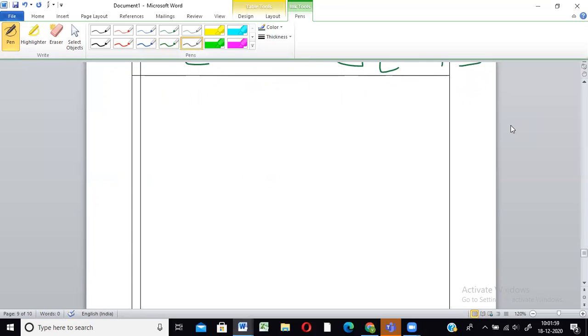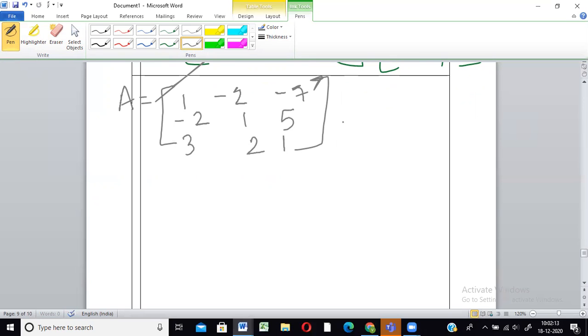Suppose we have a matrix A like this: 1, minus 2, minus 7, minus 2, 1, 5, 3, 2, 1. And here you have to apply the transformation R2 plus 2R1. This may seem very simple right now, because it is directly given. You know that R1 and R3 will not change, so you can directly write. But while finding the inverse or something, you have to think appropriately about which transformation to apply, and how you will easily find the inverse and everything.